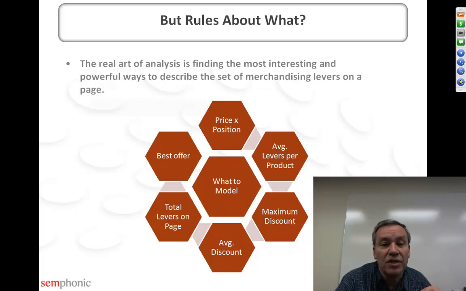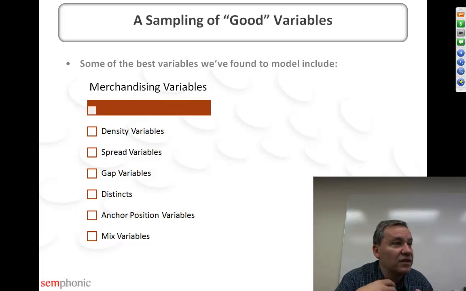So I think those are some simplifications of all of these things that I think it's really interesting to look at. And then from a merchandising perspective, some of the types of stuff that I think we could focus in on are the density variables. How much and how dense are the callouts on a page? Spread variables. These are things like highest price versus lowest price.